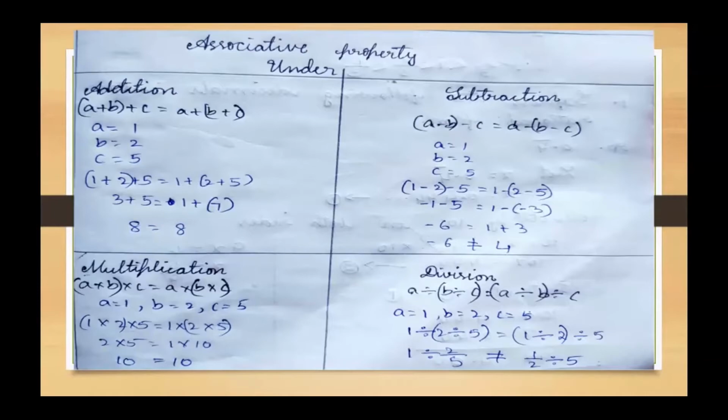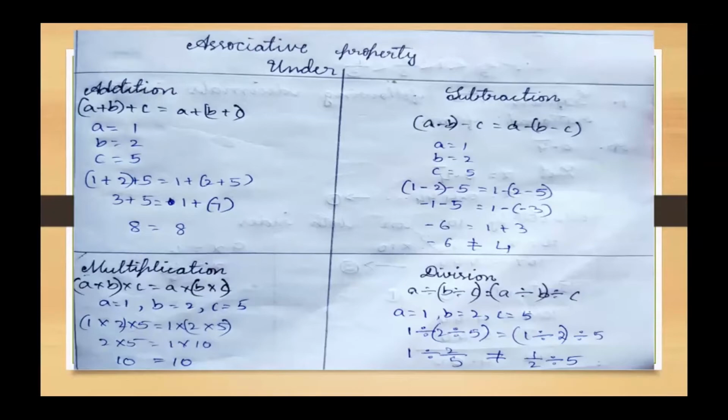Multiplication: a into b into c is equal to a into b into c. Suppose a is equal to 1, b is equal to 2, c is equal to 5. 1 into 2 is equal to 2, into 5 is equal to 10. That is equal to 1 into 2 into 5, 10. 10 is equal to 10.